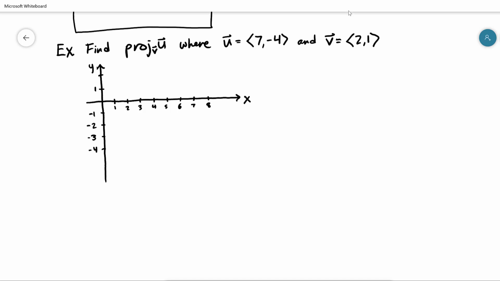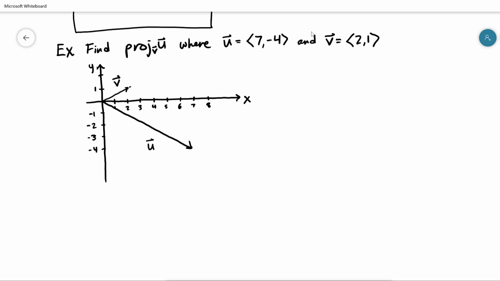Okay, so the vector v is the vector 2, 1, so I go over 2, up 1, that is v. And then the vector u is 7, negative 4, so I need to go out 7 and then down to negative 4. I'm going all the way down to that point way over there. And this is the vector of u.